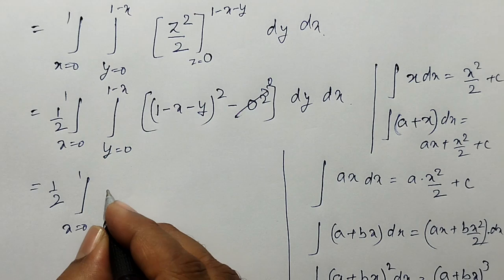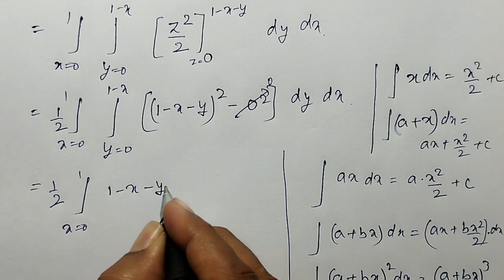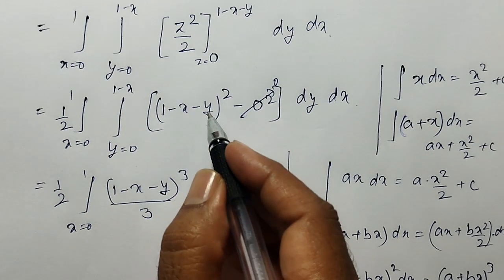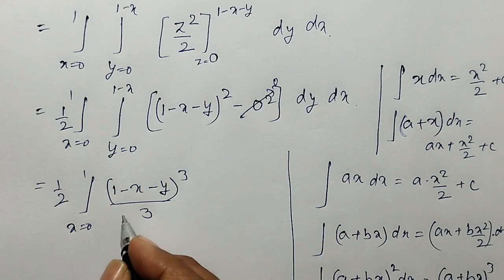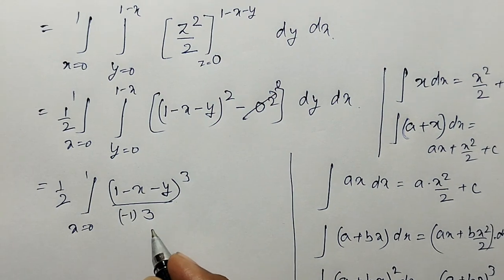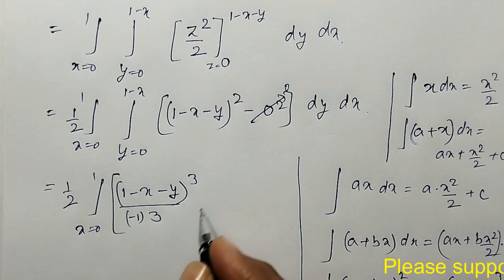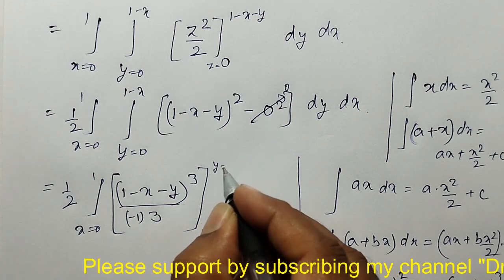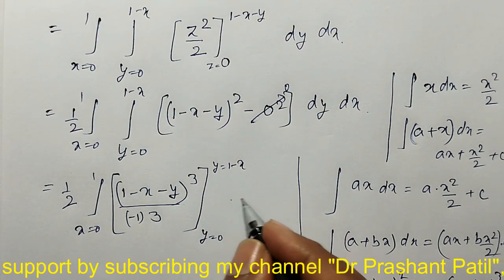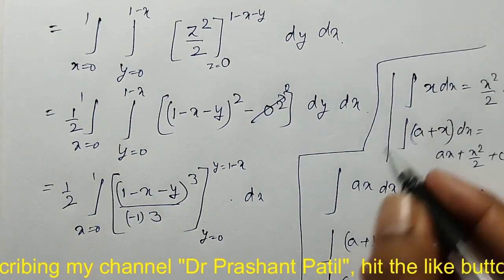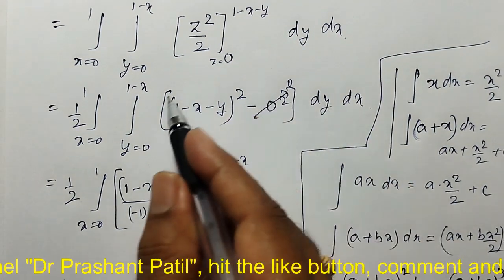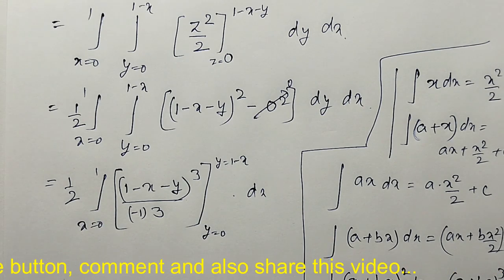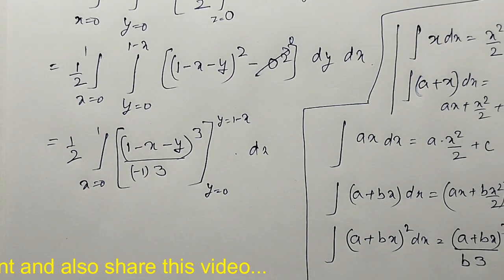Okay, therefore (1 minus x minus y) raised to 3 divided by 3, and coefficient of y is minus 1 here. Okay, this integration is between the limits y equal to 0 to y equal to 1 minus x, into dx. Okay, this is what its integration becomes. Now this 1 by 3 and minus also I will take outside, and I will put the limits, upper limit minus lower limit for this one.